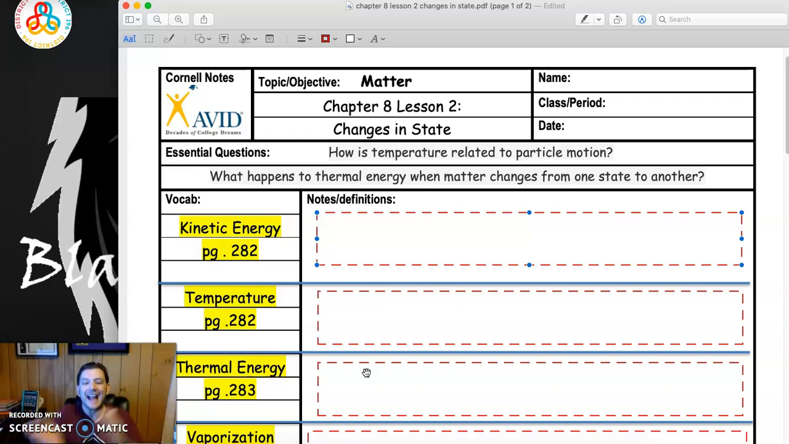The essential question is, how is temperature related to particle motion? What does temperature in the air have to do with how particles move? And what happens to thermal energy when matter changes from one state to another? So let's kick it off.